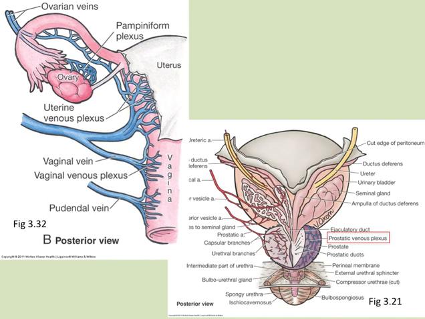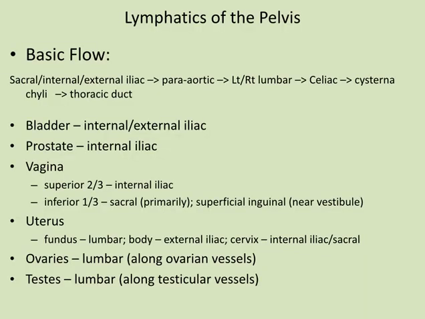In males, prostatic venous plexus, so that's a plexus of veins surrounding the prostate gland, and it's found within that dense capsule of the prostate gland. It has an important anastomosis with the vertebral venous plexus. Okay, so quite a ways away, there's this anastomosis with the vertebral venous plexus, and that has important clinical implications. All right, so that's venous drainage.